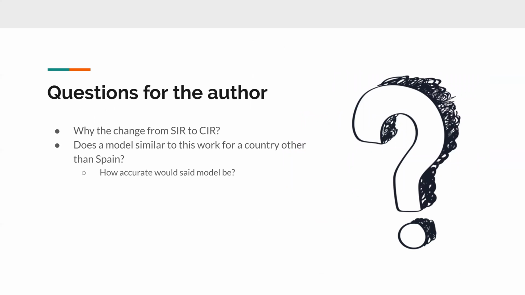A few questions that we had for the author after reading this paper was, why the change from SIR to CIR? The majority of the variables stay the same, so we are curious as to why just the one variable changes. An additional question we had was, does a model similar to this work for a country other than Spain? And a follow-up question to that would be, how accurate would this model be for a different country?